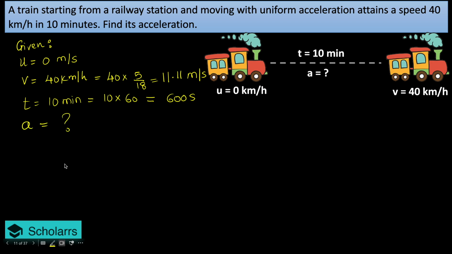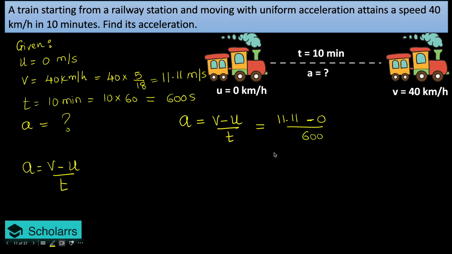So we all know the formula for acceleration. What is the formula for acceleration? Acceleration is nothing but final velocity minus initial velocity upon time t. And I think we can go with this formula perfectly, because we have all three values, right? So let's find this. Acceleration is nothing but v minus u upon t. What is the final velocity? It is 11.1111 minus the initial velocity, which is 0, divided by the time period of 600 seconds. So this will be equal to 11.11 divided by 600.